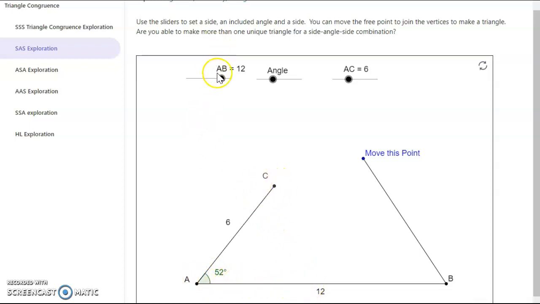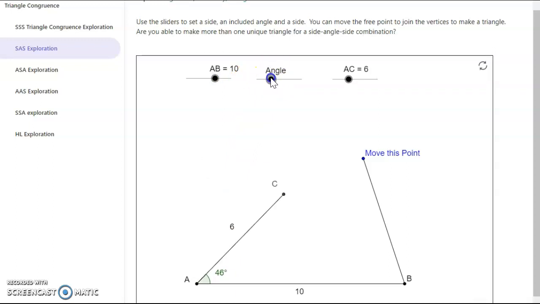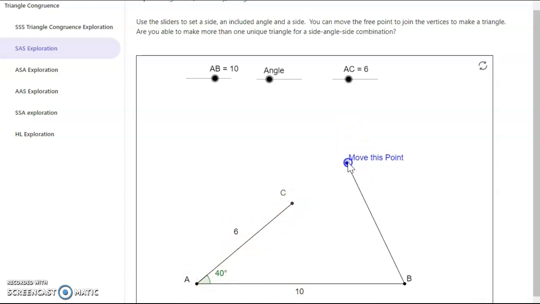Okay, so you can again adjust to any length you want, and you can change the angle too. Okay, but given any lengths that you've made, can you create multiple triangles? Okay, so if I have 6 as the AC, and if I have AB as being 10 with 40 degrees, the only possible triangle is this. Okay, so I need to move this.